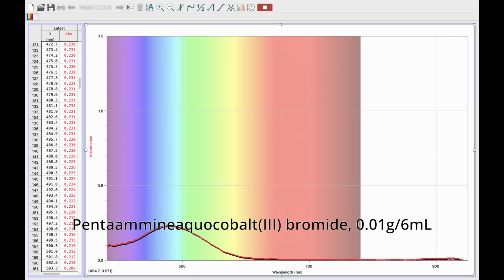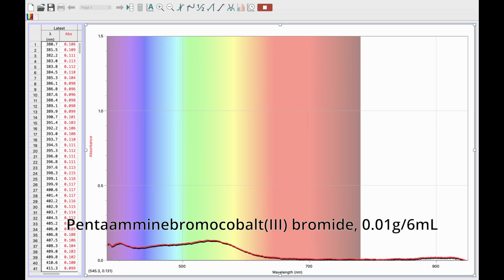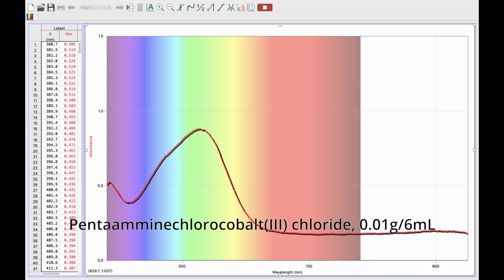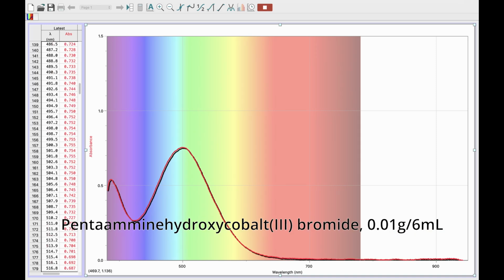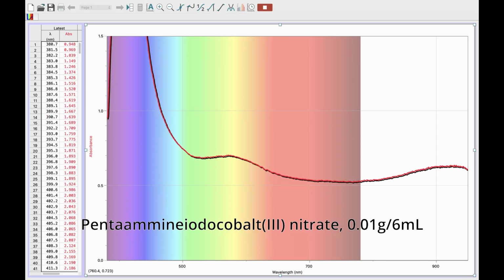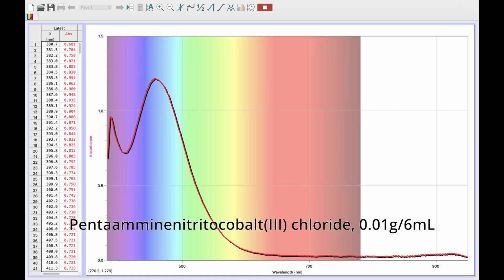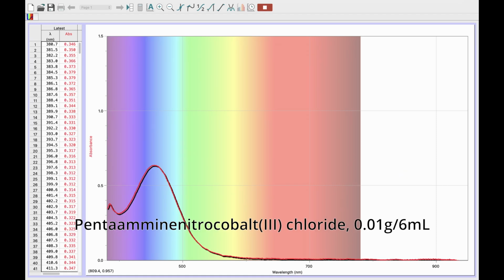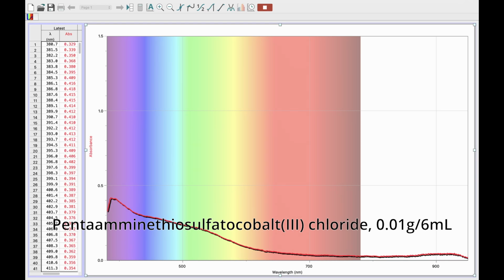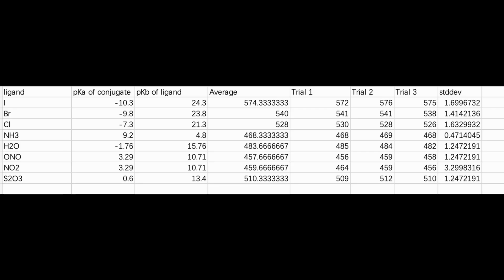After the measurement, I then diluted the complex solution to 12 ml and 25 ml respectively, and repeated the measurements 2 more times. A peak absorption wavelength can be obtained from each absorption spectra, and the average absorption wavelength of the 3 samples is plotted against the pKb value of the ligand. The calculation can be seen in this table.